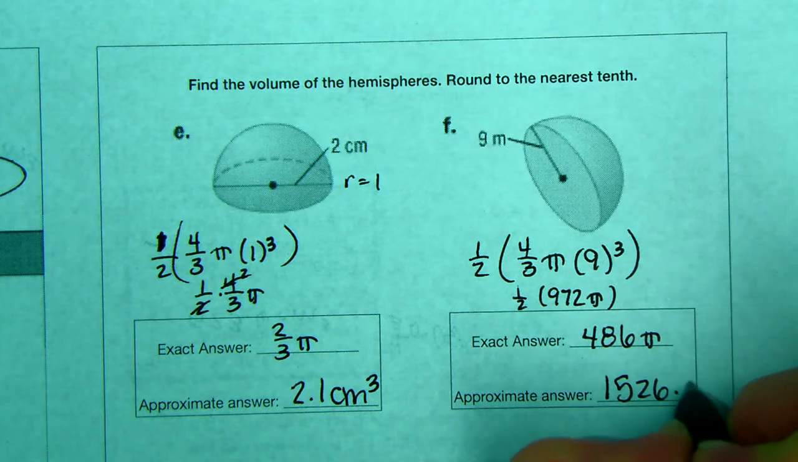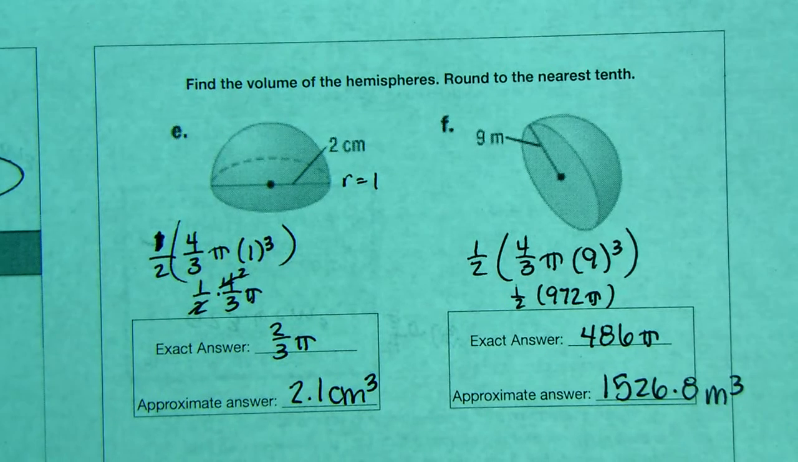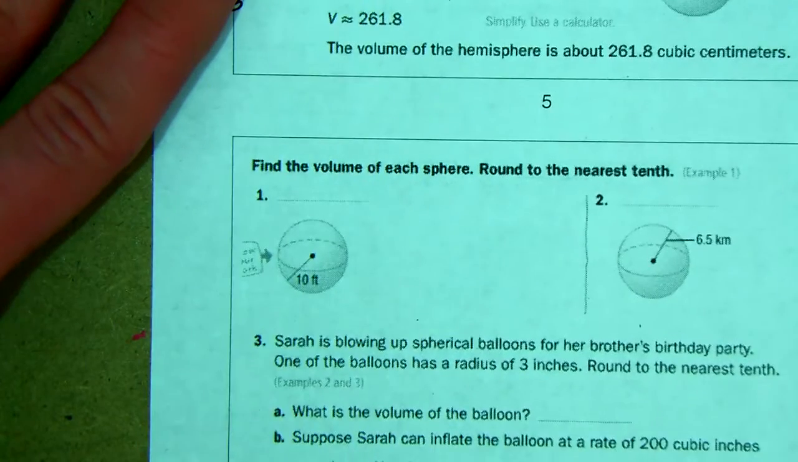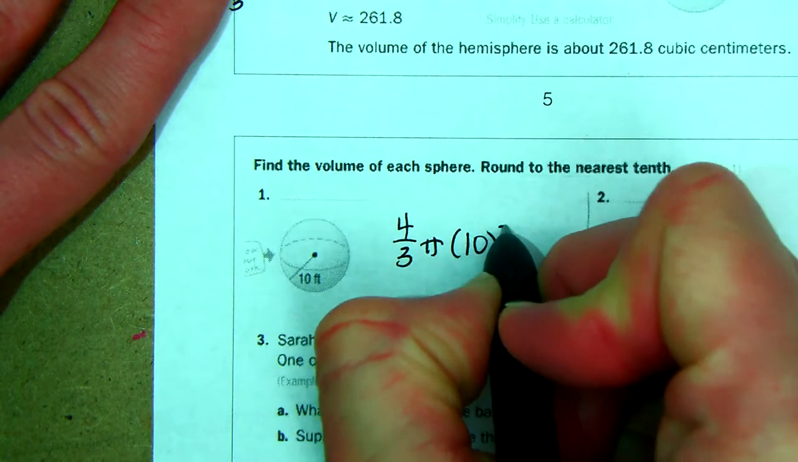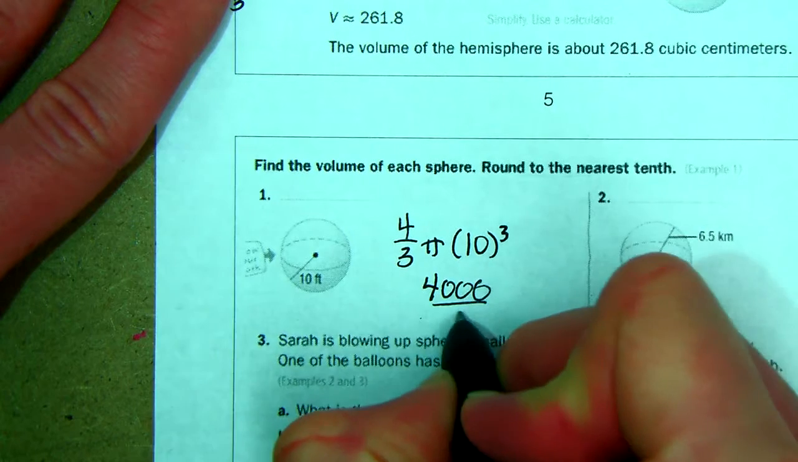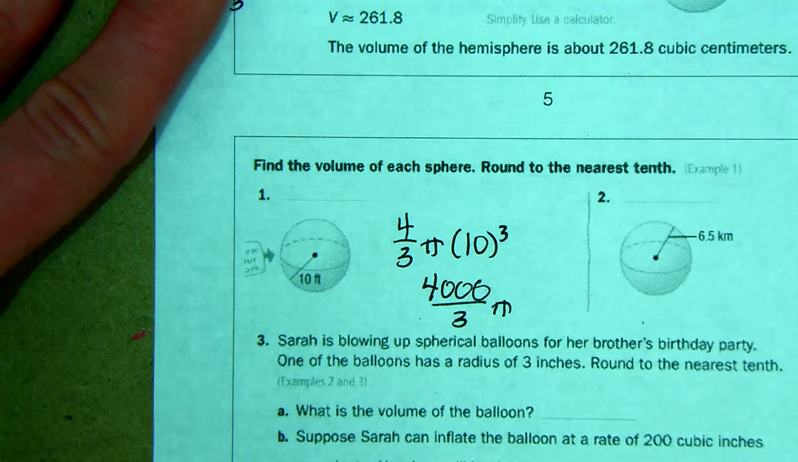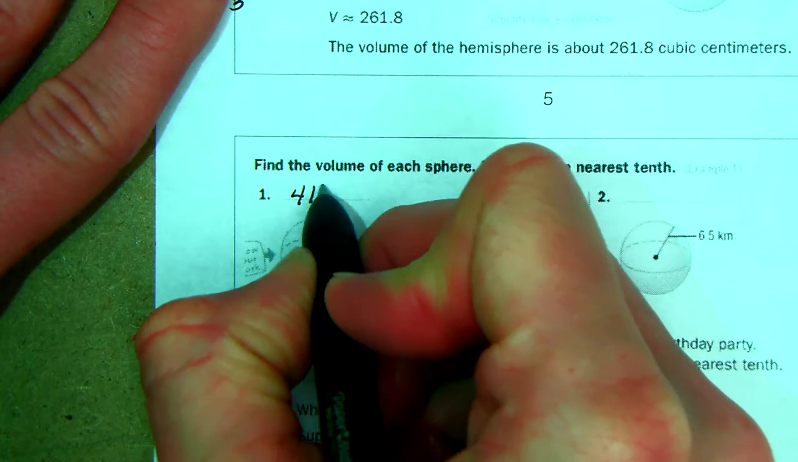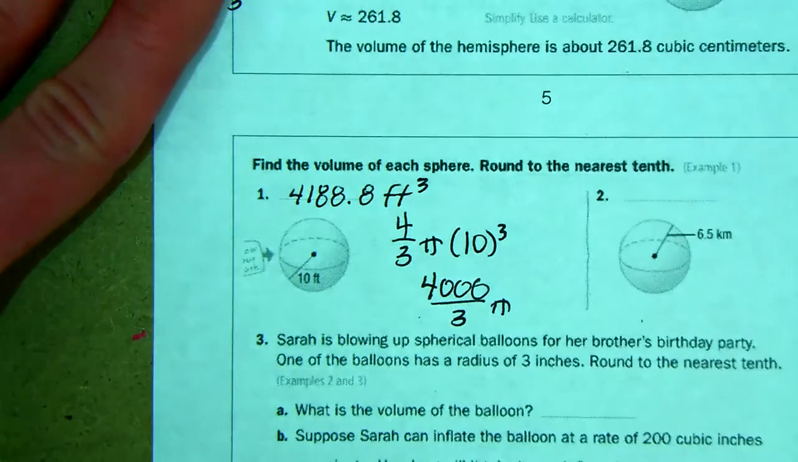All right, keep going. Find the volume of each. 10 is my radius, so 4/3 pi times 10 cubed. 10 cubed is 1,000, so basically I have 4,000 over 3 times pi. Well, 4,000 divided by 3 times pi gives me approximately 4,188.8 feet cubed.